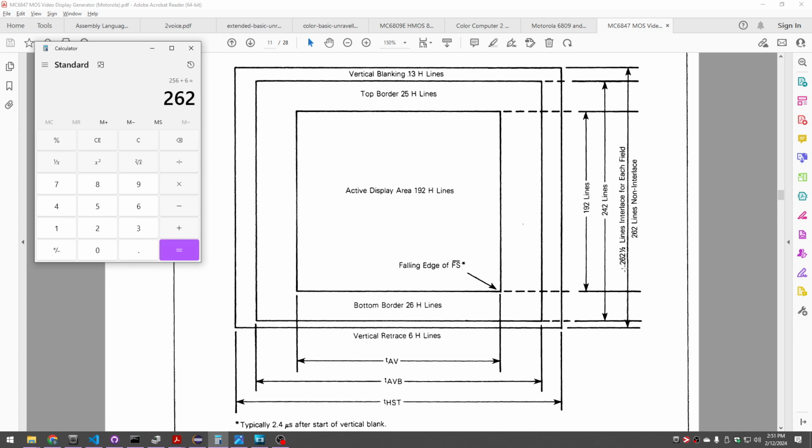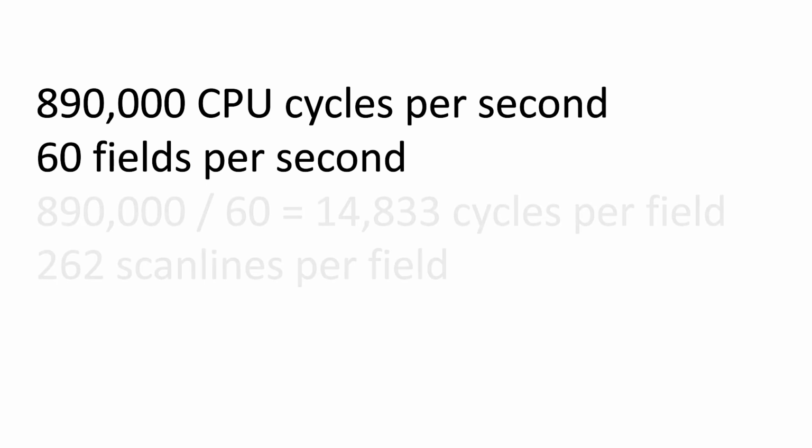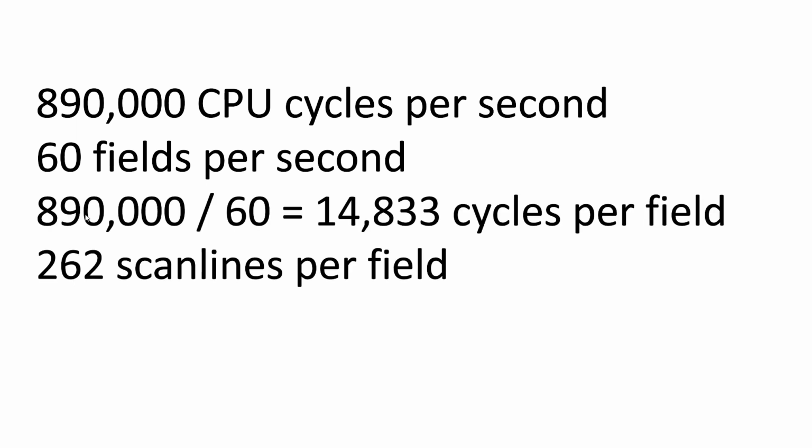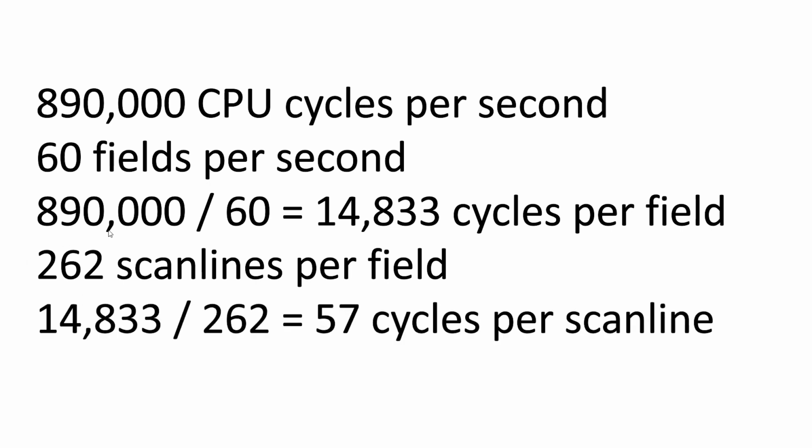And to be clear, this part here where they say 262.5 lines interlace, we don't have to worry about that. That, I believe, is just the 6847Y chip. We're using the 6847 chip on the CoCo. So it's a nice even 262 lines. So we divide our CPU cycles by the fields, 890,000 by 60, and we get about 14,833 cycles per field. And now we know we divide that by 262 to get the cycles per scan line. And we end up with about 57 cycles per scan line.